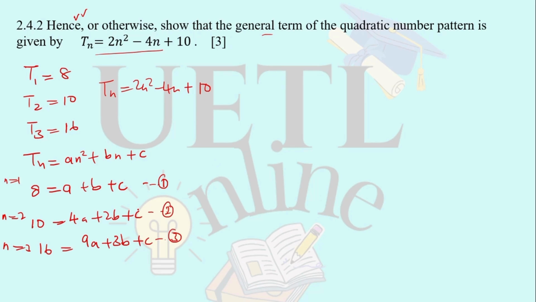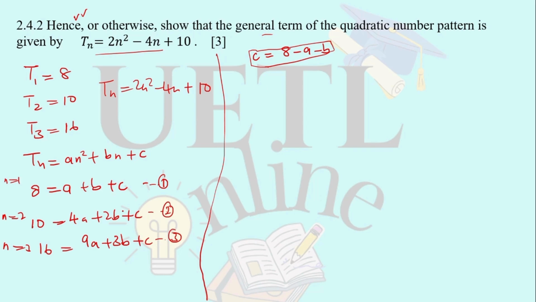Now let's solve these equations. First, let's make c the subject of the formula and substitute it. If you make c the subject of the formula from equation 1, it's going to become c is equal to 8 minus a minus b. This is what we're going to substitute into the other two equations.